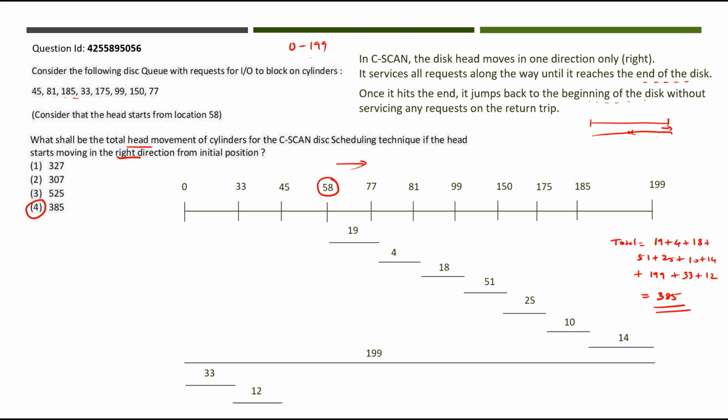So it will start from the right, it will go till 185. From 185, it will reach the end of the disk, that is 199. From 199, once it hits the end, it jumps back to the beginning, that is, it will move to 0 without servicing any request. That's why for the whole movement, 199 minus 0 gives you 199 movements counted for the total head movement. It will again start servicing the request once it reaches the beginning. So it is servicing 33 and 45.